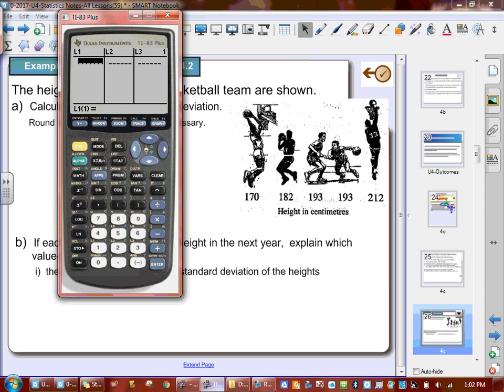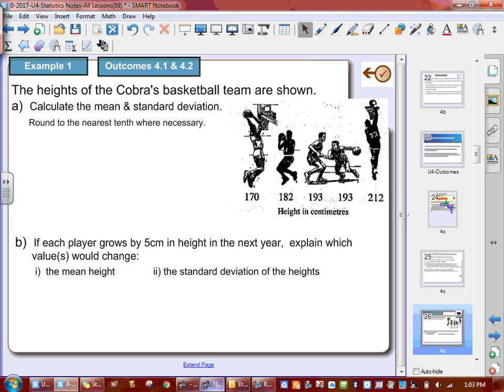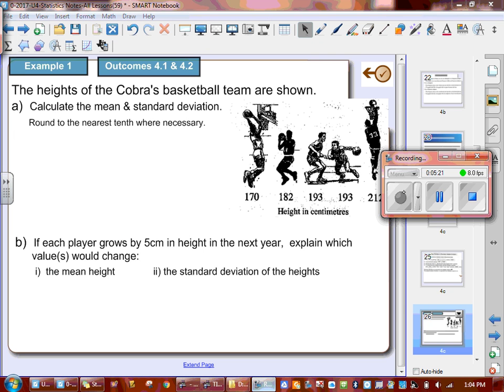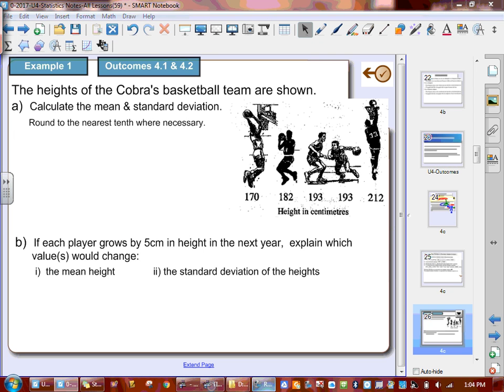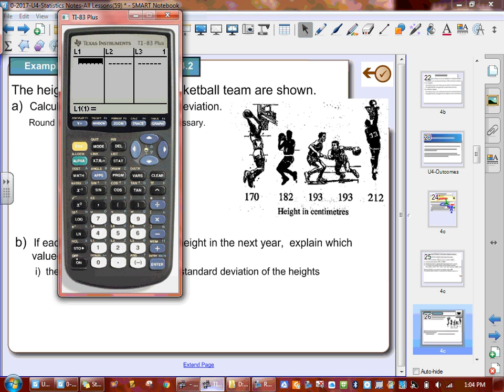Okay, stat, enter. If you need to clear your list, you highlight it, so you move your up arrow, and then you hit clear, enter, not delete. Okay, you type over what's already there. Back to the lists. So the first thing we're going to do, stat, enter.